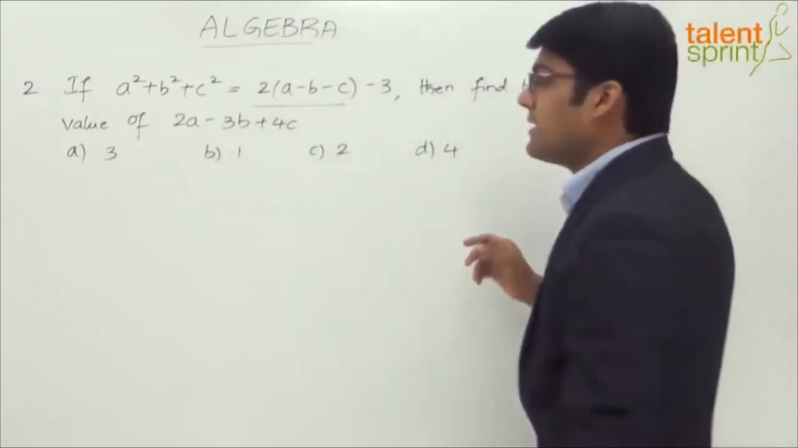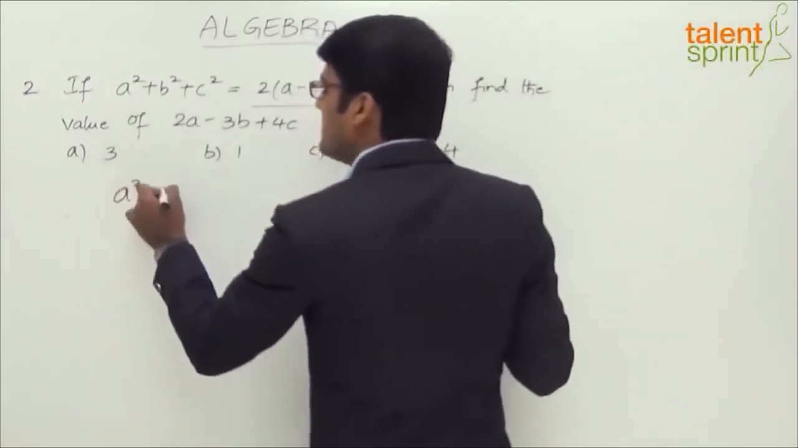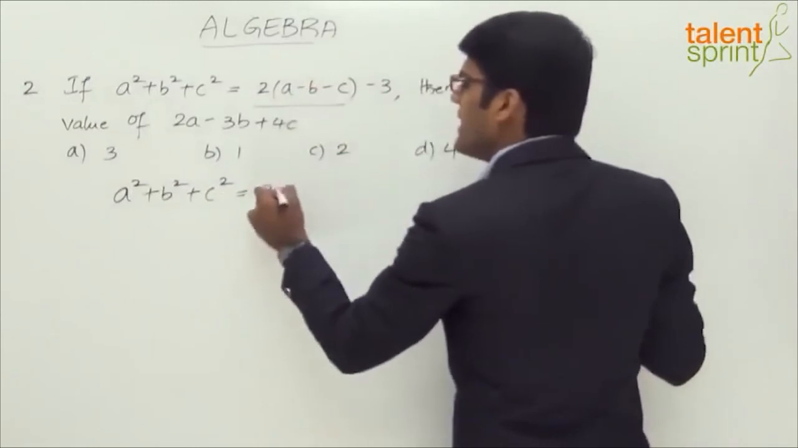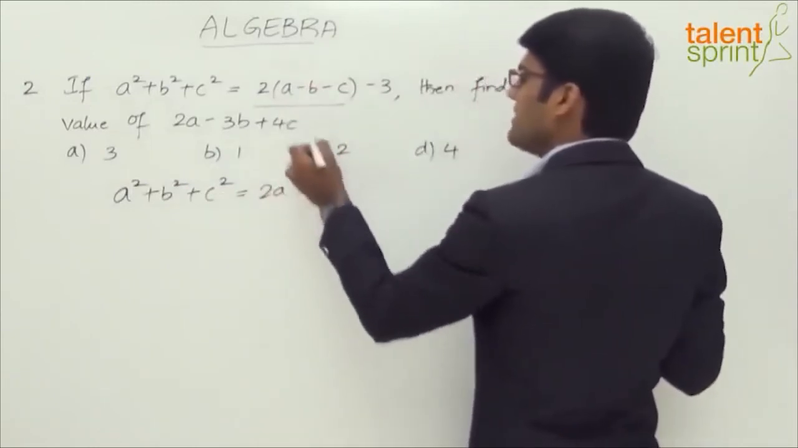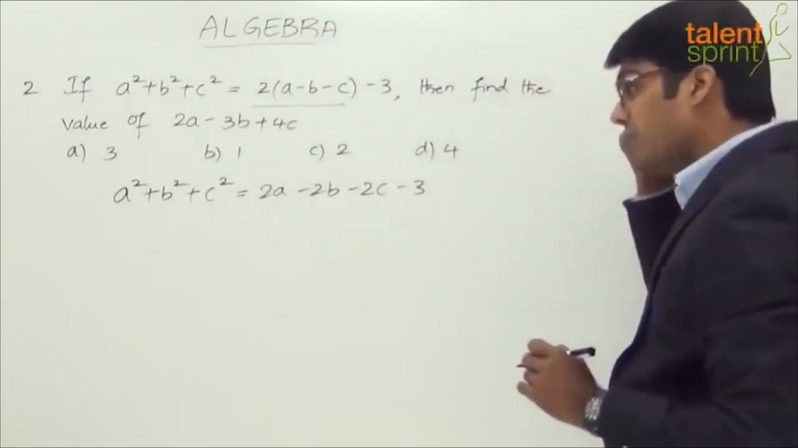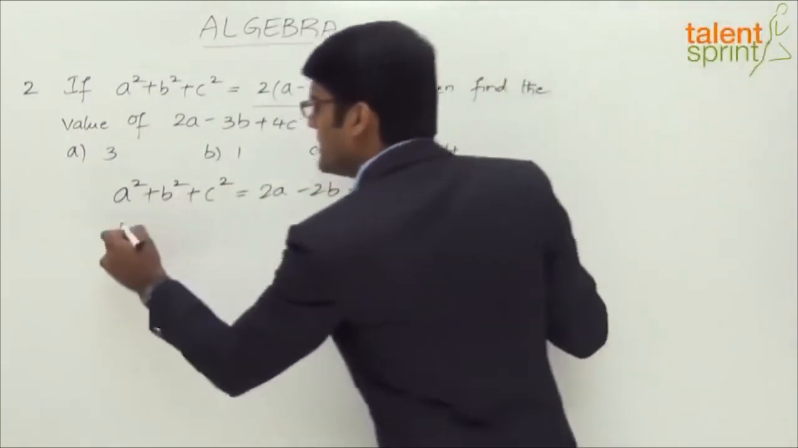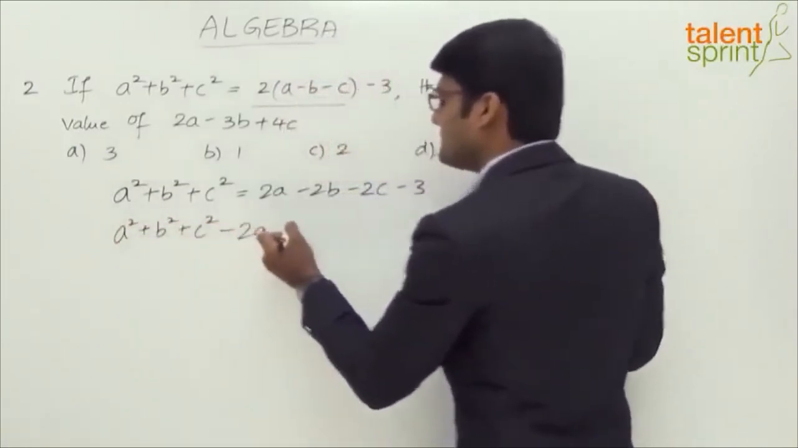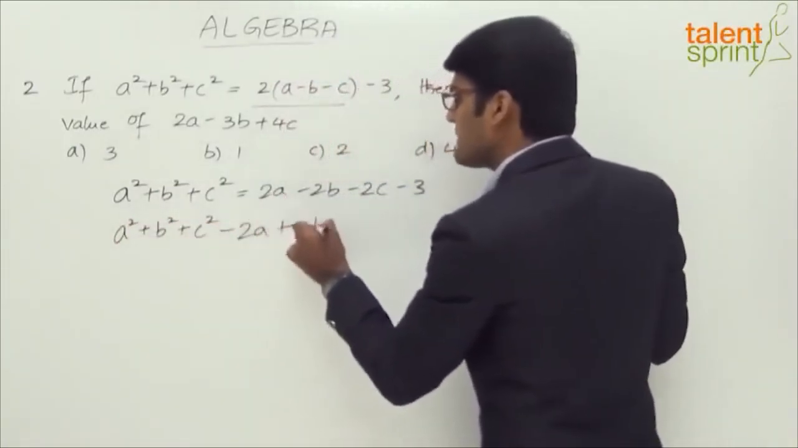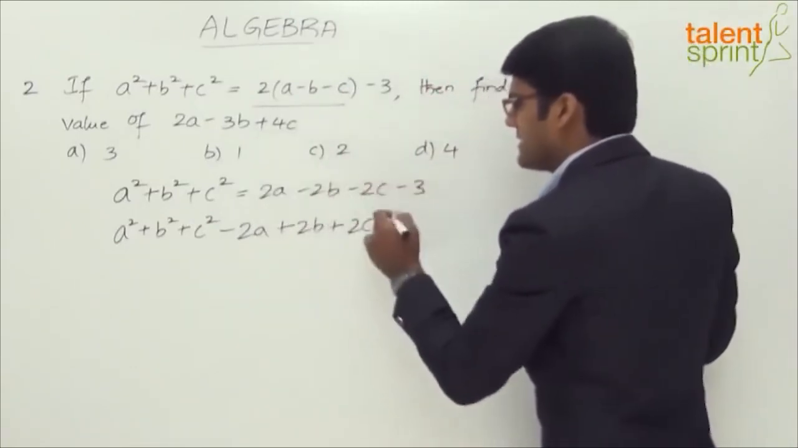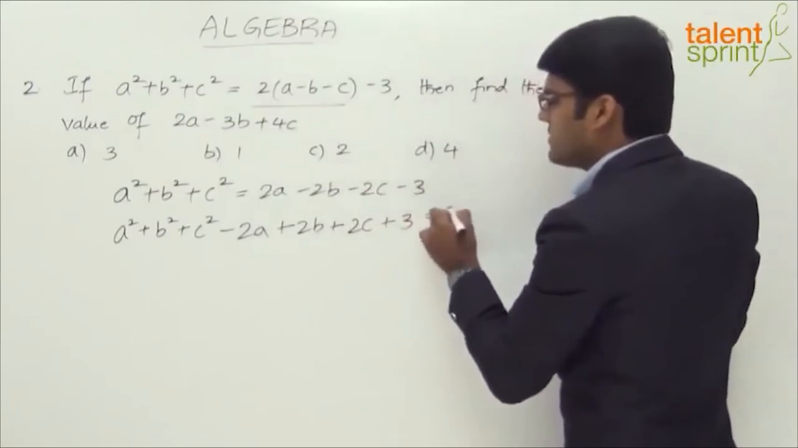the correct answer. So we have a squared plus b squared plus c squared equals 2 times a minus 2 times b minus 2 times c minus 3, right? So what do we do? Let's take everything on the left hand side. a squared plus b squared plus c squared minus 2a plus 2b plus 2c plus 3, right? Plus 3 equals 0, right?